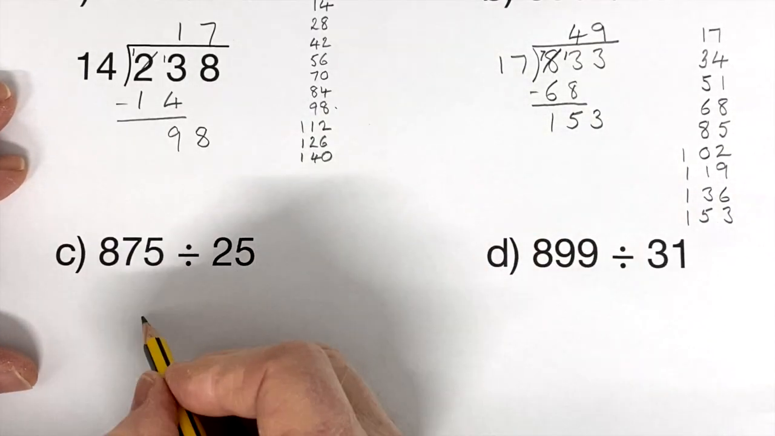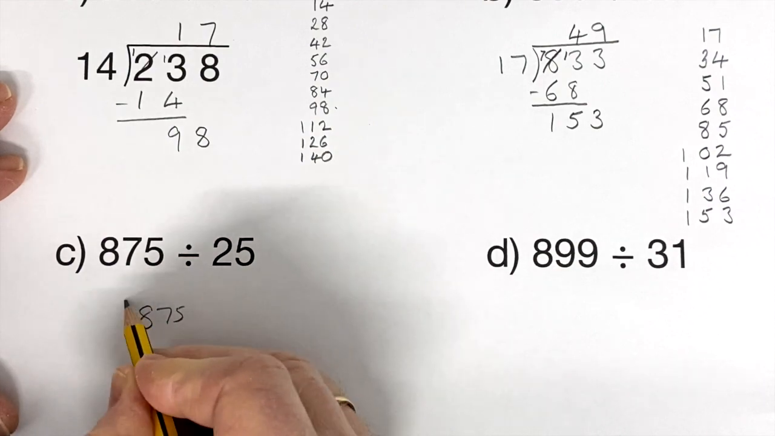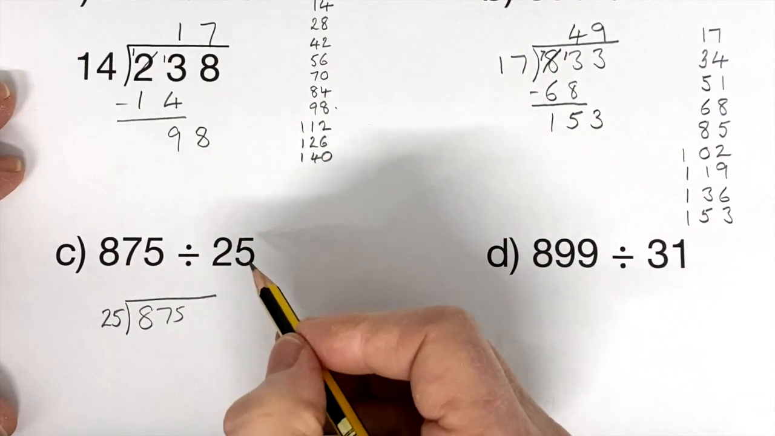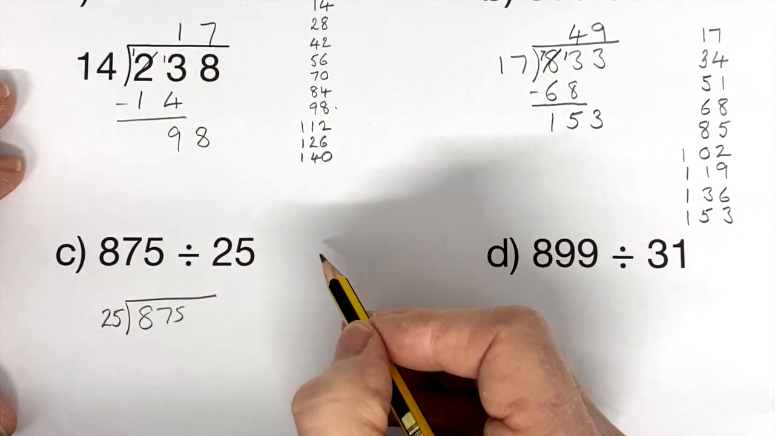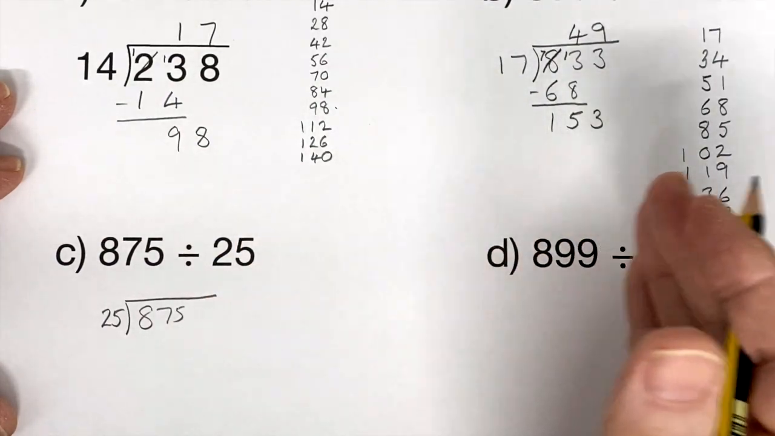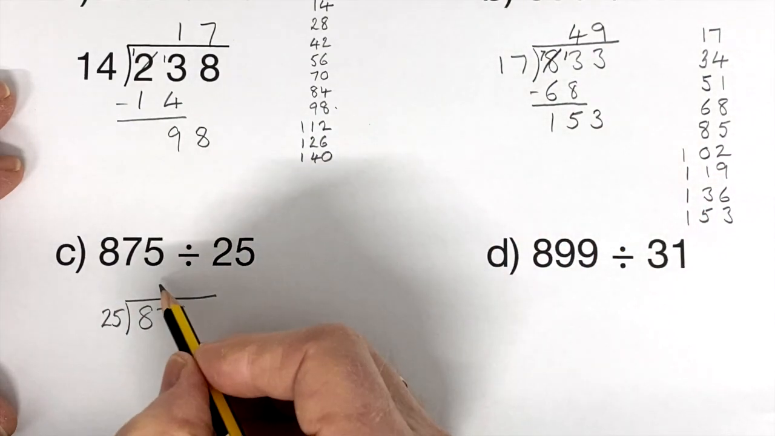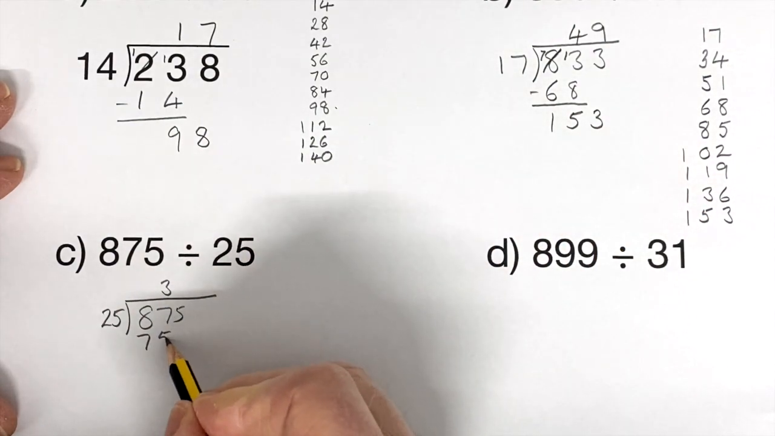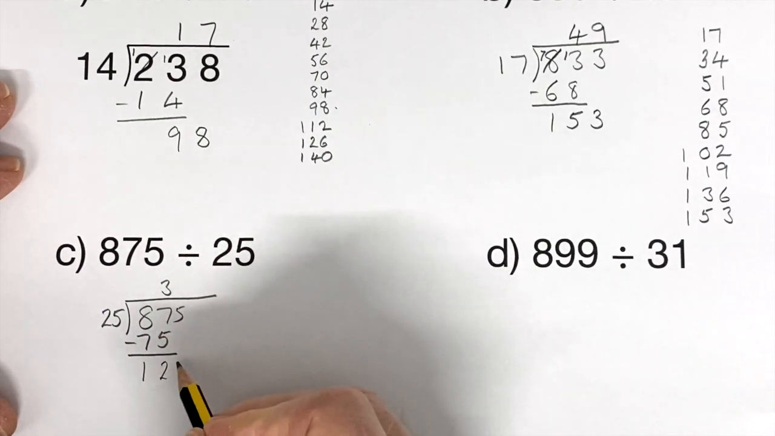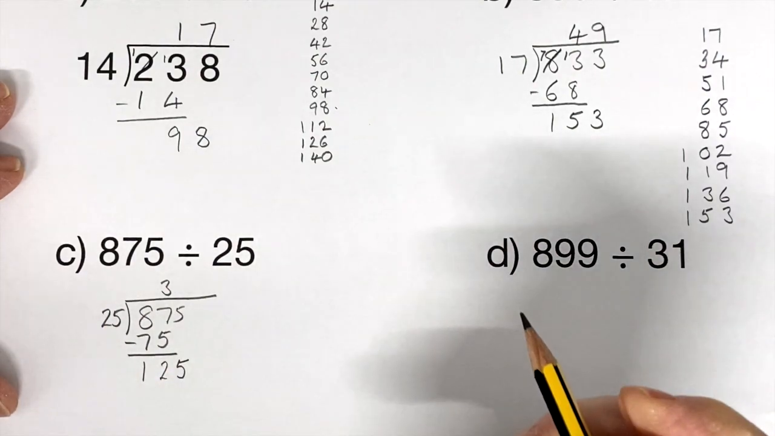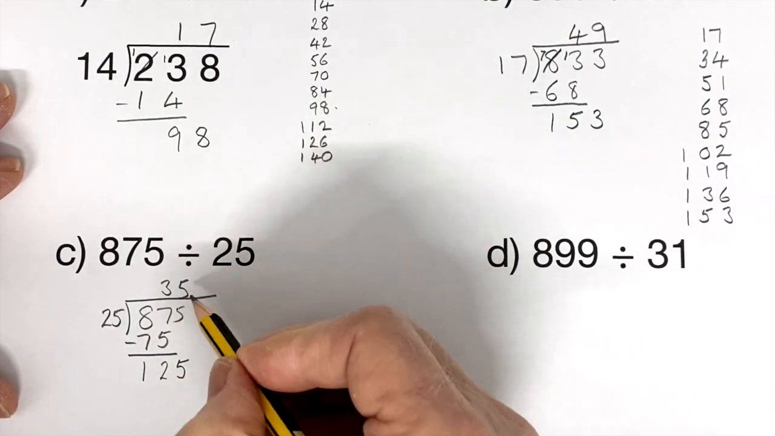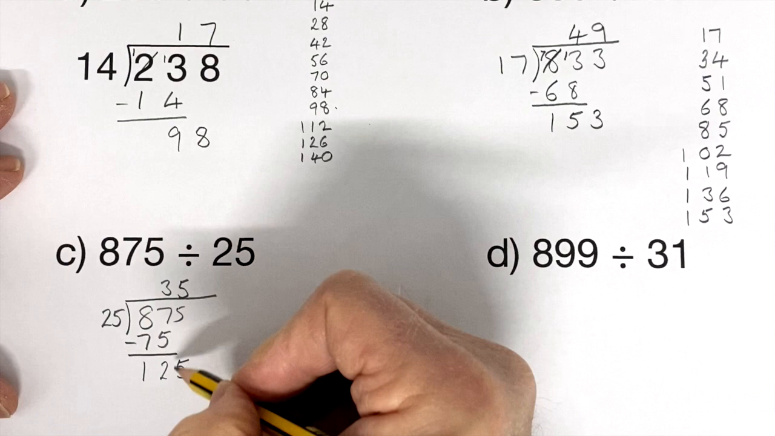875 divided by 25. Now, you might know your 25s because they're quite easy. 1 25 is 25, 2 25s are 50, 3 25s are 75, 4 25s are 100. And it keeps repeating 125, 150, 175, 200, and so on. So we know that there will be 3 25s to make 75. Subtract that. 7 take 5 is 2. 8 take 7 is 1. Bring down that 5. How many 25s in 125? There are, of course, 5. Notice how, although my handwriting is not perfect, I do try and keep the numbers in line.